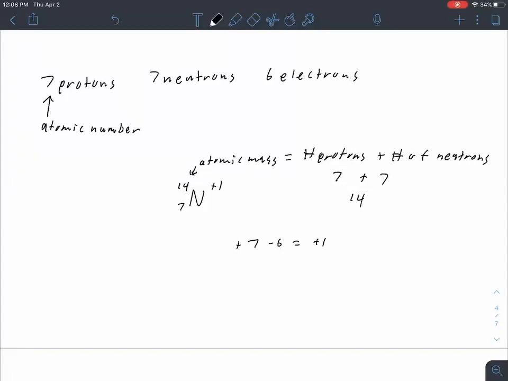We can also call this guy a cation. Cation just means he has a positive charge. If this guy had a -1 charge instead of a +1 charge, we would call him an anion. An anion just means an ion that has a negative charge.